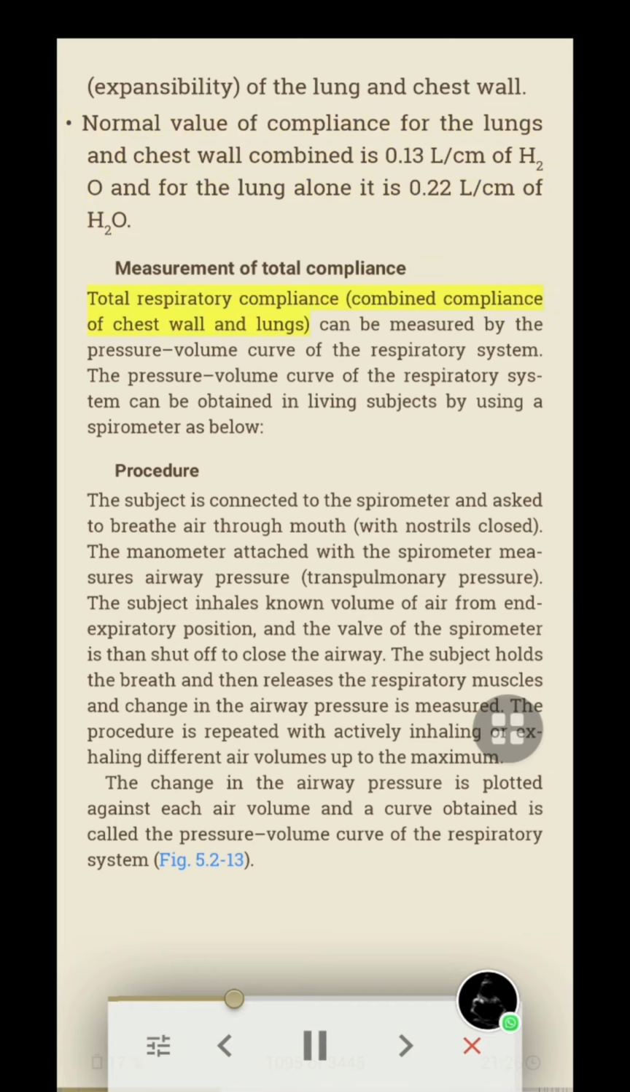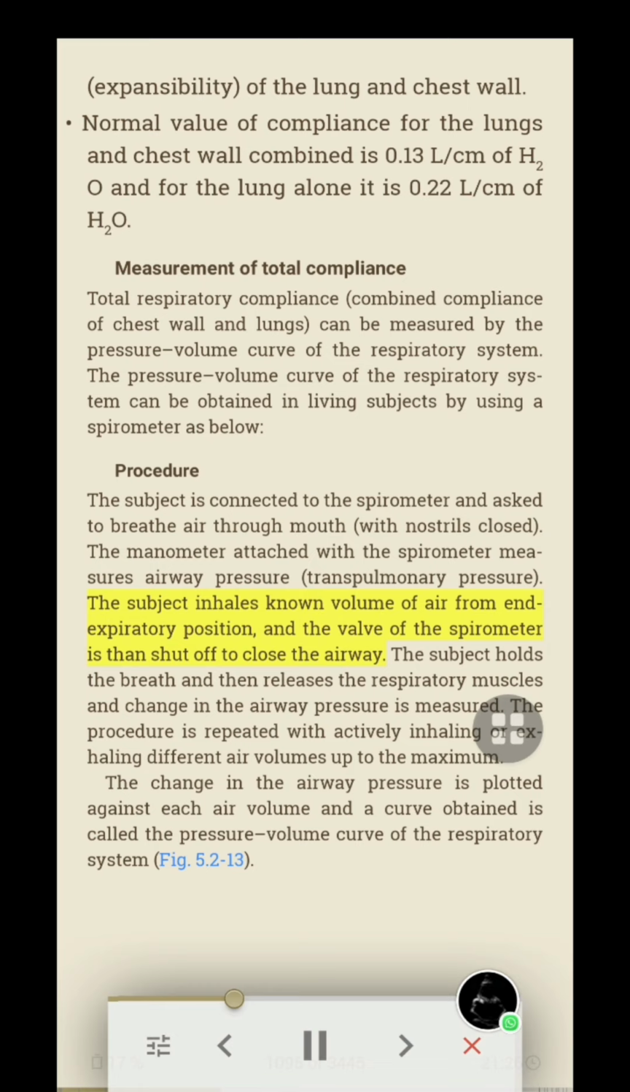Measurement of total compliance. Total respiratory compliance, combined compliance of chest wall and lungs, can be measured by the pressure-volume curve of the respiratory system. The pressure-volume curve of the respiratory system can be obtained in living subjects by using a spirometer as below. Procedure. The subject is connected to the spirometer and asked to breathe air through mouth with nostrils closed. The manometer attached with the spirometer measures airway pressure, transpulmonary pressure.